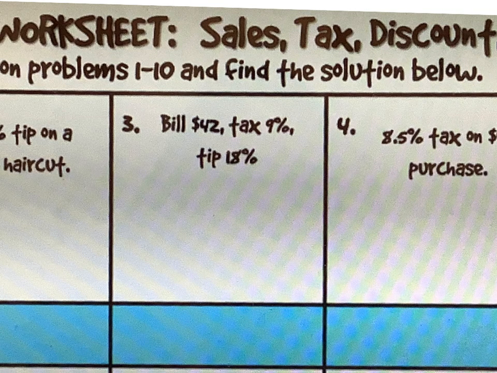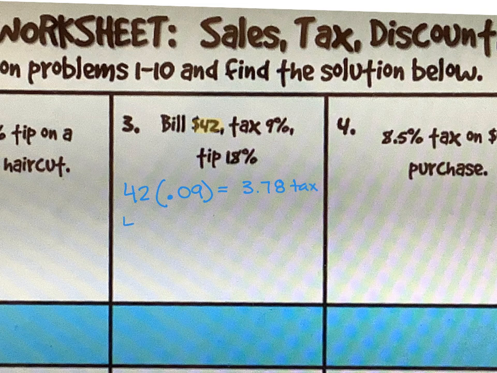Okay, let's look at number 3, and I think honestly this is probably the hardest one on the whole paper. So here we have our original bill of $42. We have to calculate the tax and the tip and then add all of that together. So first let's do the tax. 9% as a decimal is 0.09. When we multiply 42 times 9%, we get $3.78. That is just the tax.